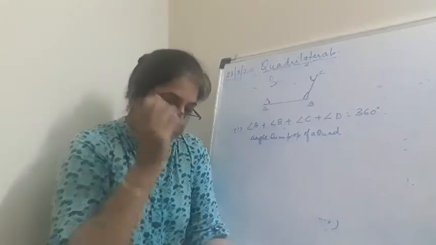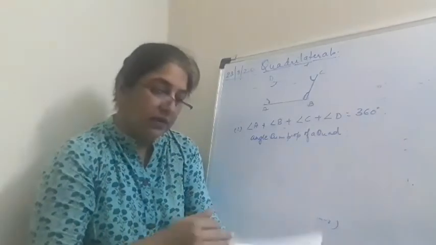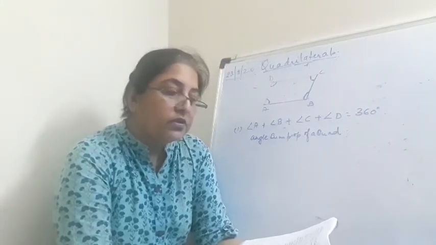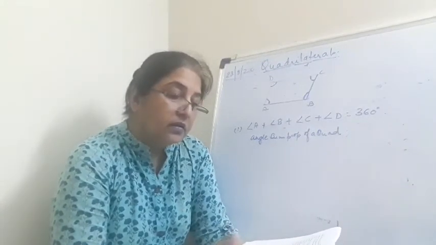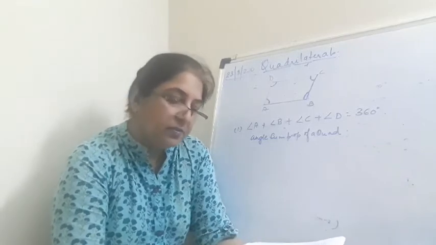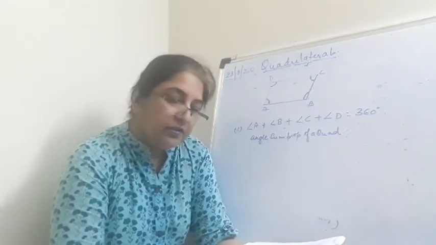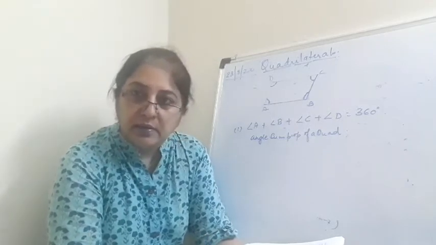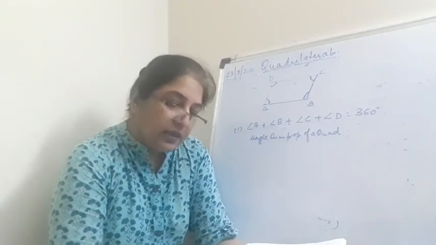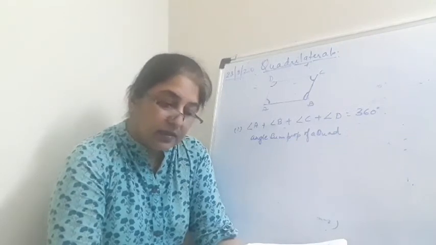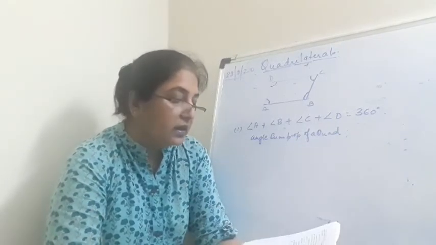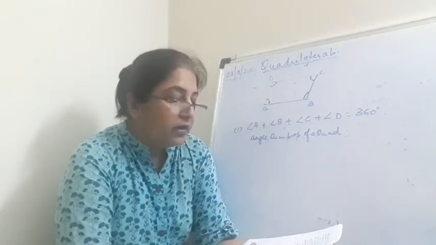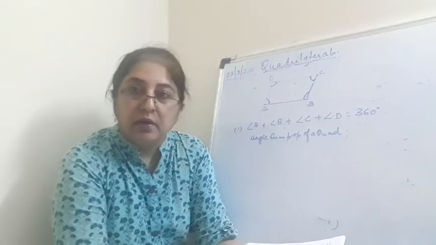Now in the next part we have the properties of the parallelogram. These properties of the parallelogram have been explained here in the form of theorems. Like the first one is the diagonal of a parallelogram divides it into two congruent triangles. Okay, we are going to study this. Then in a parallelogram, opposite sides are equal. You have done this. Then the next theorem is, if each pair of opposite sides of a quadrilateral is equal, then it is a parallelogram, right?